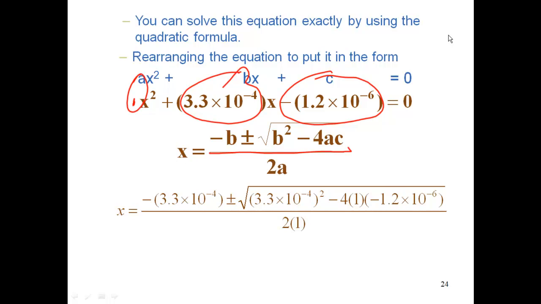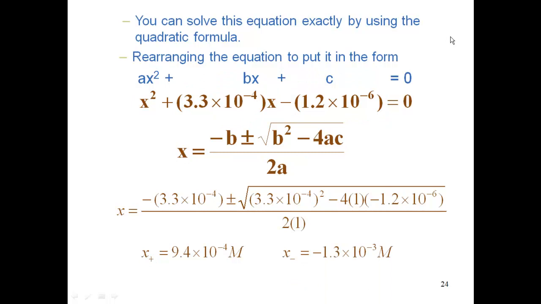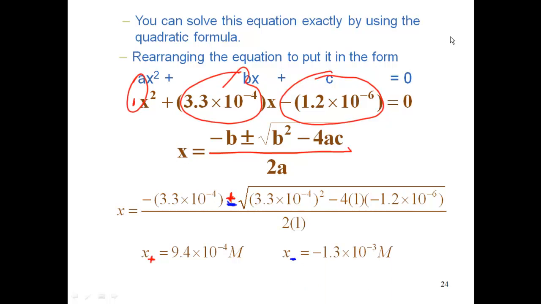So we do the first one. It'd be a negative 3.3 times 10 to the negative 4th plus the square root of the rest of the expression. I get an answer of 9.4 times 10 to the negative 4th molarity. That's your plus. I also have to do the minus, which would be a negative 3.3 times 10 to the negative 4th minus the square root of that expression, divided by 2. My x minus is a negative 1.3 times 10 to the negative 3rd molarity.